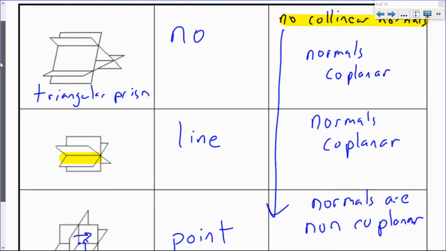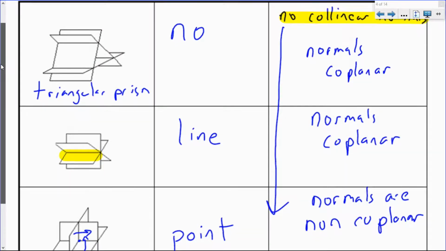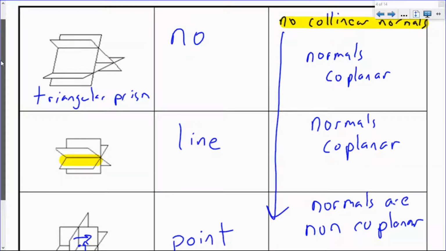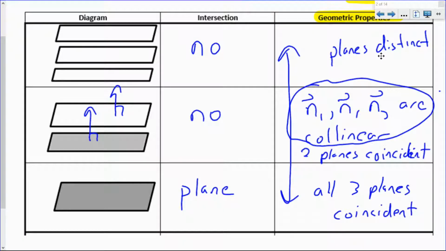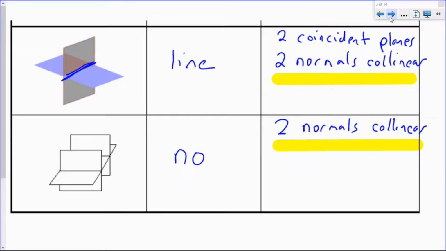These 3 examples have a couple things in common. They have no collinear normals, and either the normals are coplanar or they're not. If I were to back up to the other examples, notice that as soon as 2 normals are collinear, then there's no point in talking about whether the normals are coplanar or not, because there's really only 2 normals, and 2 normals are always going to be coplanar. You can always draw 2 vectors in the same plane. And then in these examples, I mean, these are just silly. All 3 of the normals are collinear, so they're definitely coplanar.